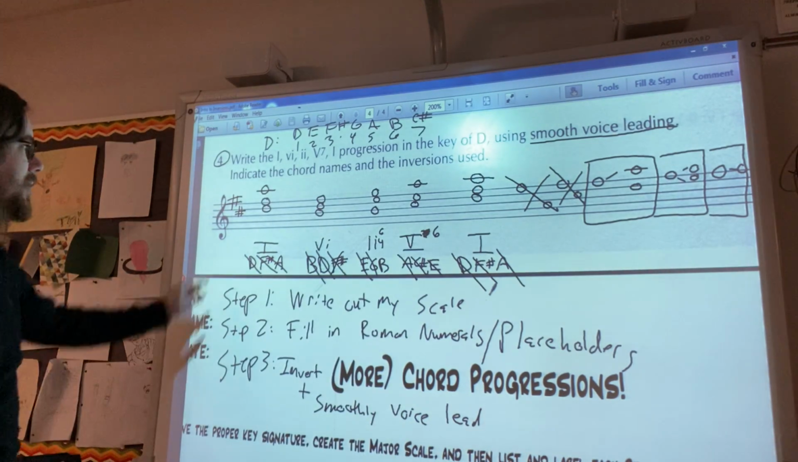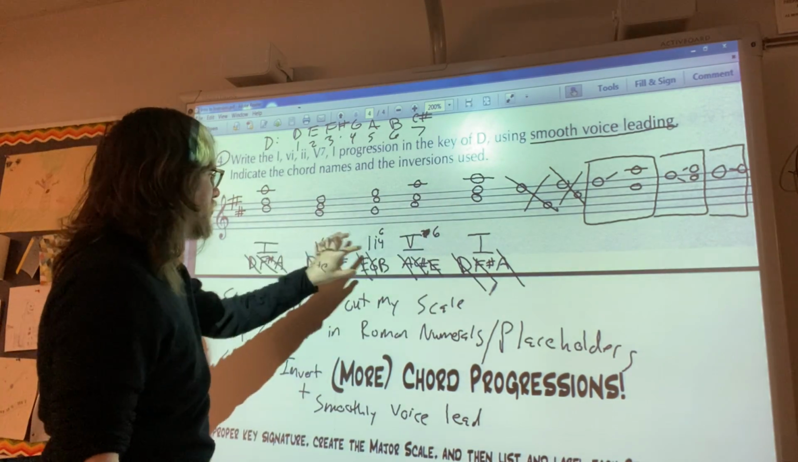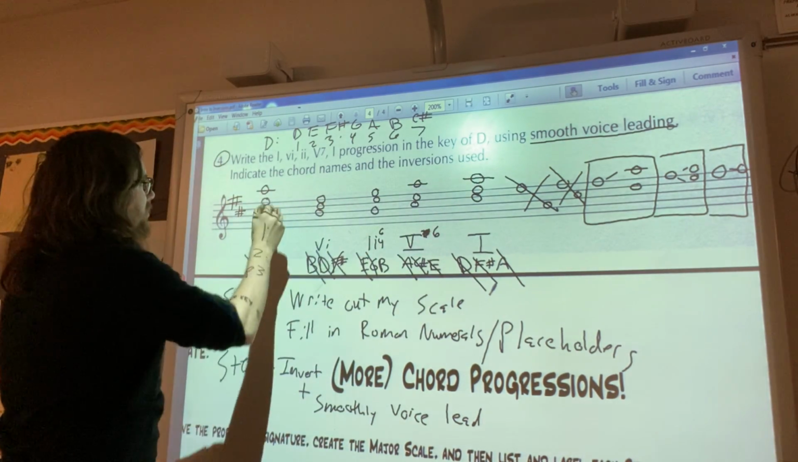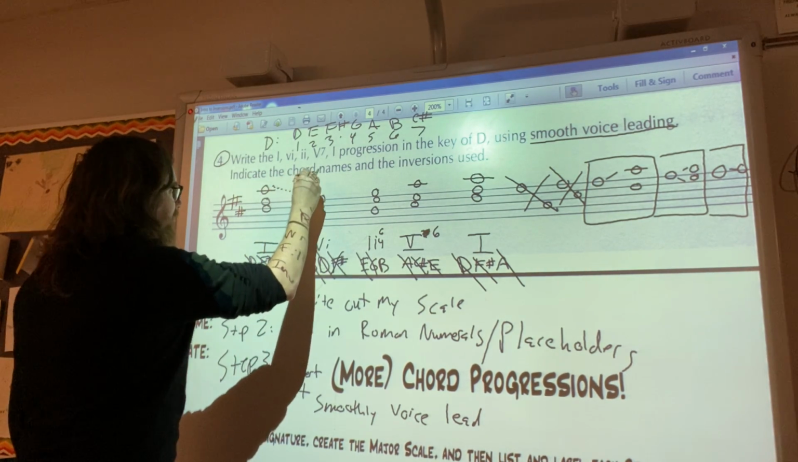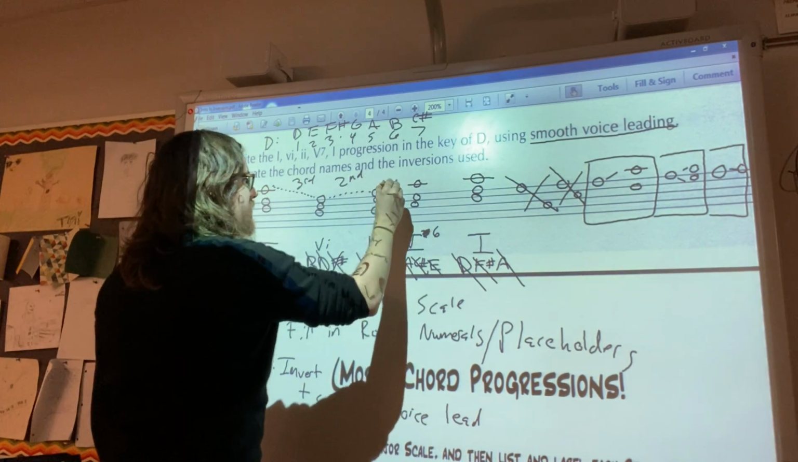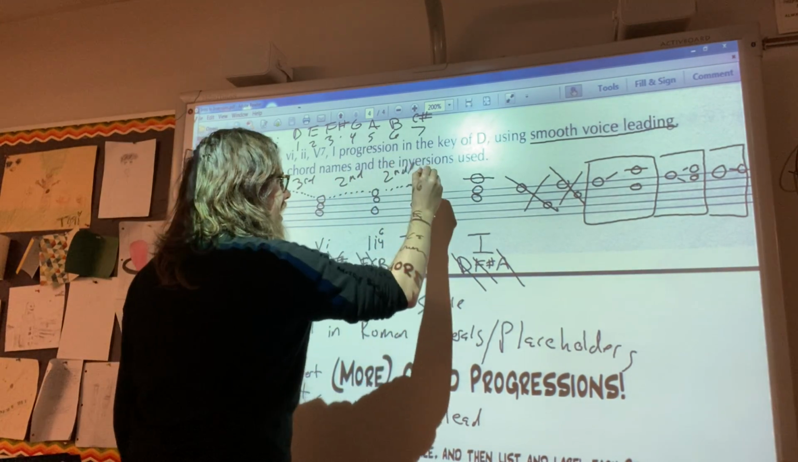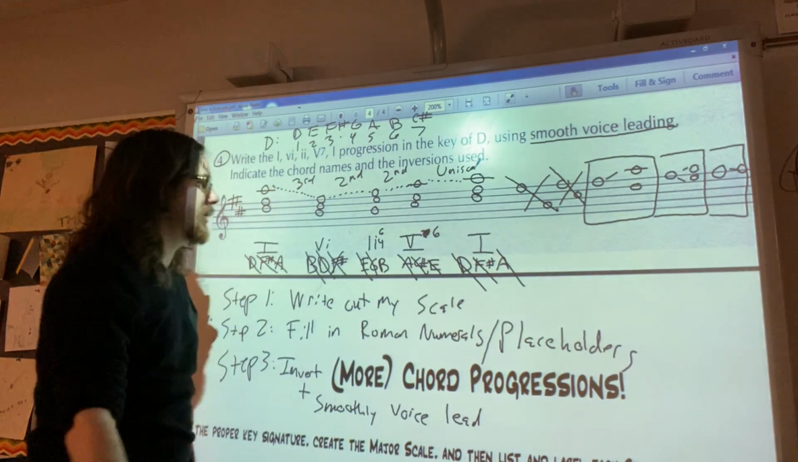And then step 3, make sure you're checking your top note of every chord and smoothly voice-leading it and invert the Roman numerals as necessary, okay? So again, if we check it, my A going down to F sharp is only a 3rd. F sharp going up to G is a 2nd. And G going up to A is a 2nd. And A staying on A is unison. So that's about as smooth as we could possibly get that.